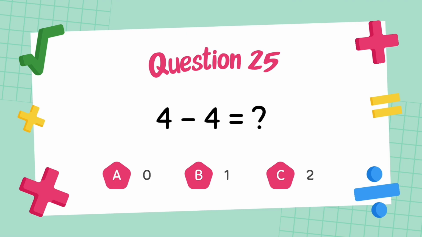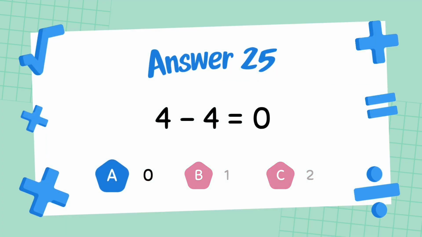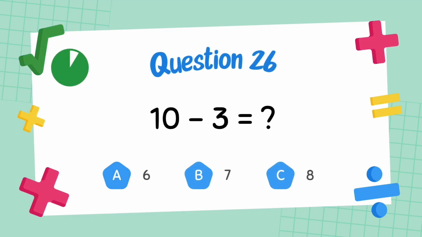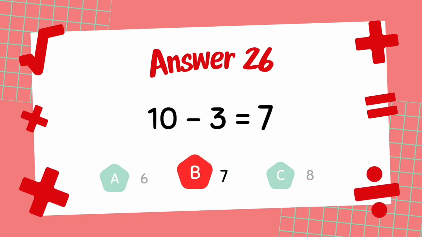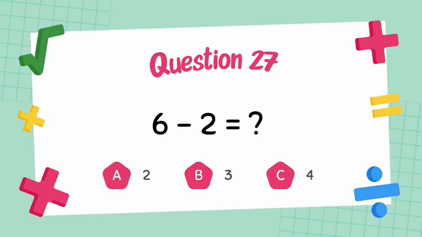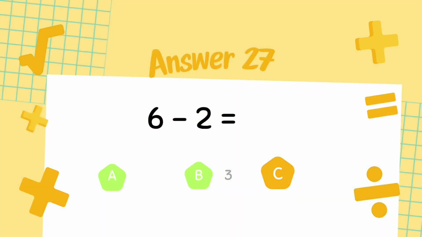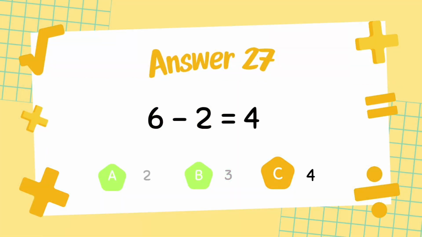What is 4 minus 4? The answer is 0. What is 10 minus 3? The answer is 7. What is 6 minus 2? The answer is 4.